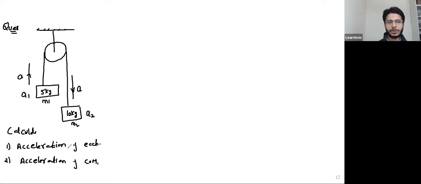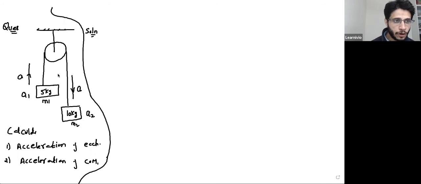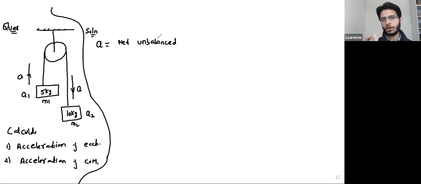Once you have A1 and A2, you can calculate the acceleration of center of mass, which is M1A1 plus M2A2 by M1 plus M2. See, for this type of questions on pulley, the formula says the acceleration of both the masses is equal. Acceleration is net unbalanced force divided by total mass. We did plenty of questions on this concept. We also do this pulley on an inclined plane.